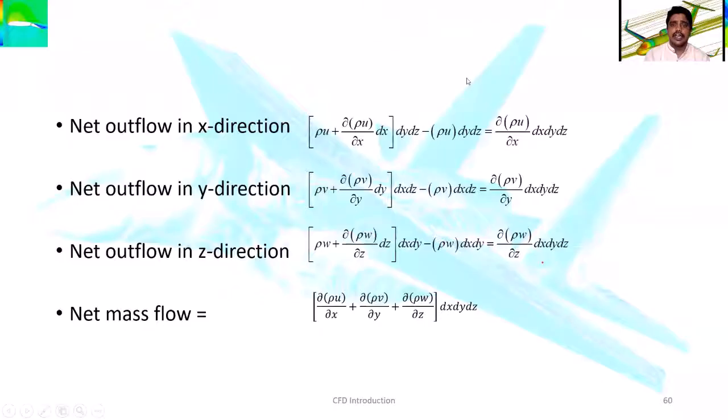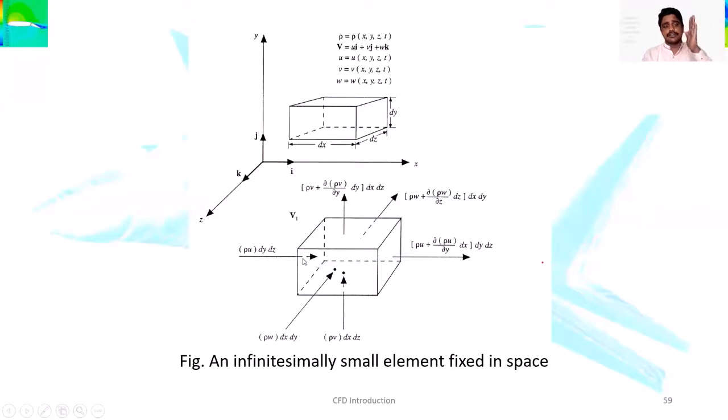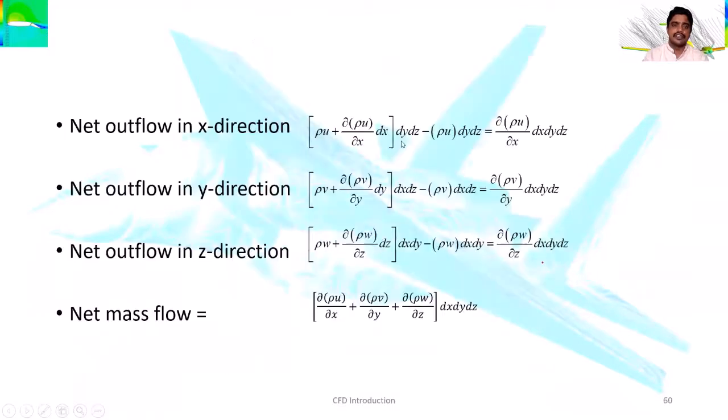If we see the net flow in the x direction, when the fluid enters from the left-hand side and leaves on the right-hand side, the net flow in the x direction results in the equation rho u dou by dou x into dx dy dz minus rho u dy dz. So here is the resultant equation in the x direction and the y direction, and finally the net mass flow rate resulting from that equation. Here you can see the net mass flow in the x direction, the y direction and the z direction.